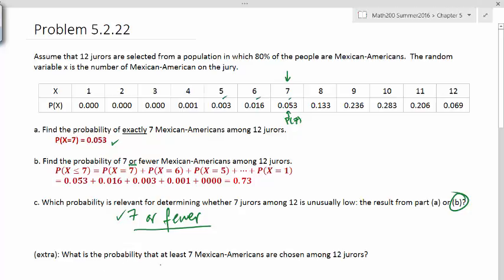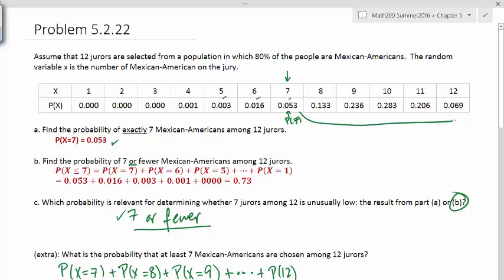Here's another question. What's the probability that at least 7 Mexican Americans are chosen among 12? So at least 7 would be the probability that X is equal to 7 or more. Instead of going from 7 on backwards, we're going from 7 on upwards, so I can put dot dot dot and then all the way up to 12 jurors. This time I would be adding these numbers to get my result.